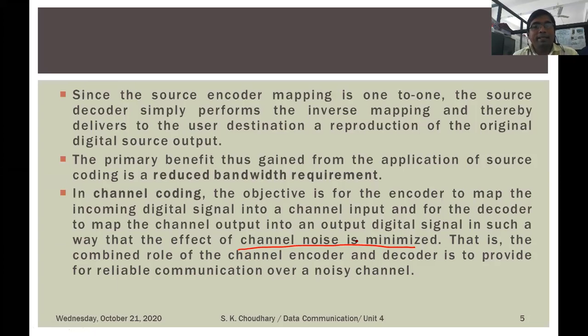We have to optimize the signal. It means the effect of the channel noise should be minimized. That's why we perform certain coding methods in the channel, and for that purpose, we add redundant bits. In source coding, we are not using redundancy, but in channel coding, we use redundancy.